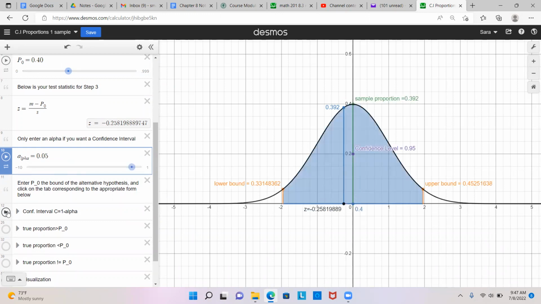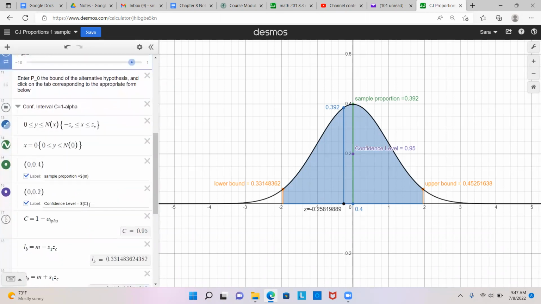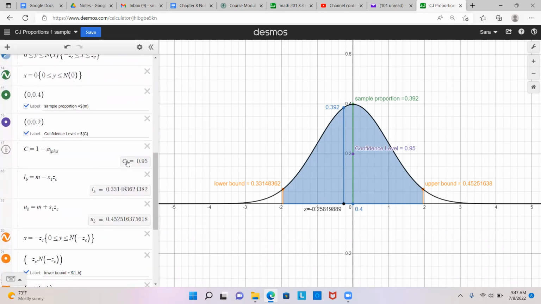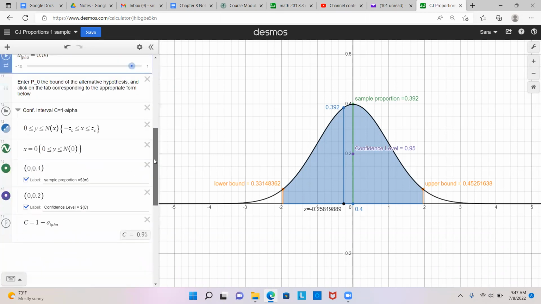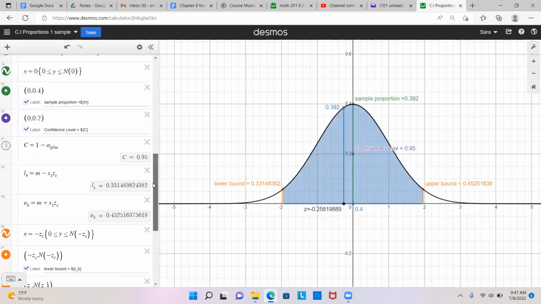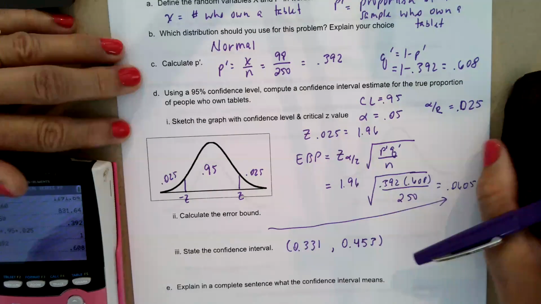I'm going to turn on the graph just so you can see. I'm going to click on my confidence interval and I'm going to go down and see that, yep, our confidence level is 0.95 and there's our lower and there's our upper. And it just validates what we already have. So you can go straight to this. Once you've got your formula filled in, you can go straight to this little program and use this for your confidence interval.